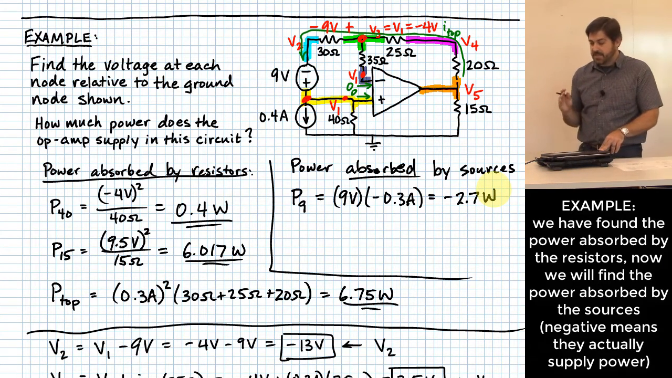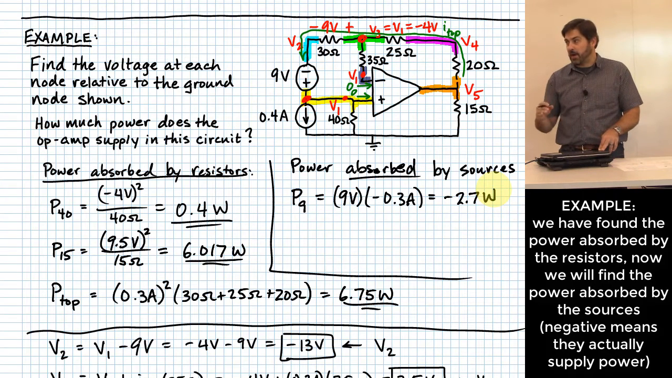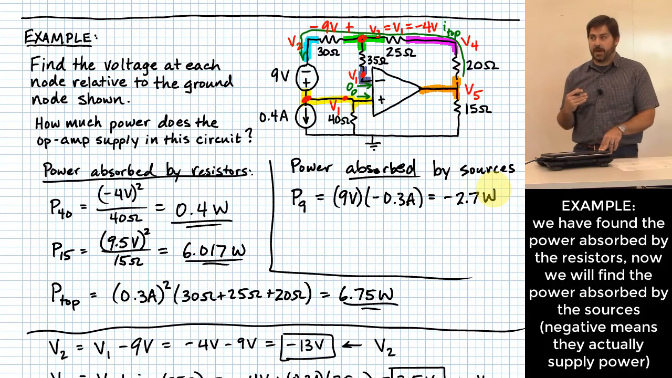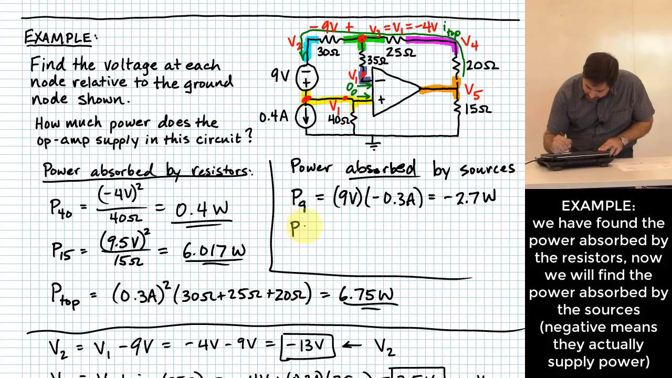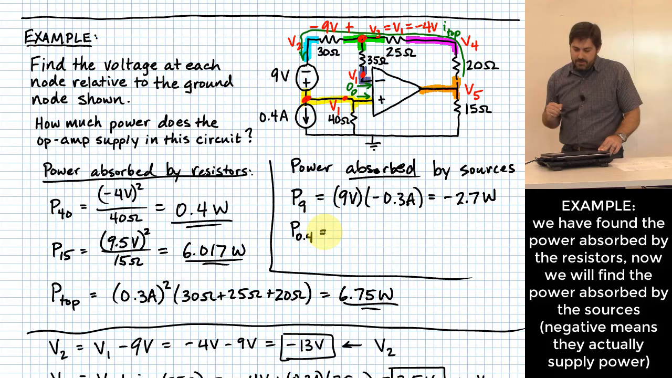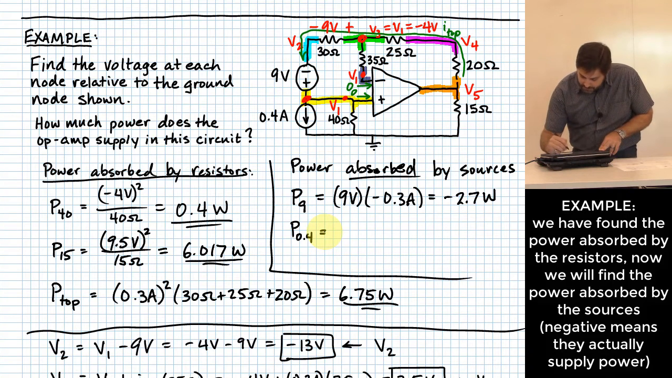And remember, that's negative 2.7 watts of power that is being absorbed. That means what? It's supplying 2.7 watts of power. Okay? Now what about my other source? I'm going to call that P0.4. How do I figure that one out? What's the voltage across that source? V1. What is V1? Minus 4 volts.